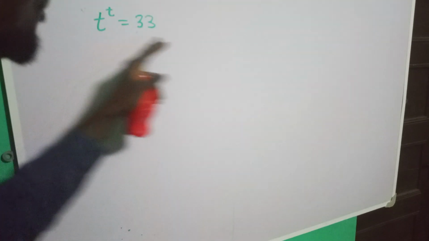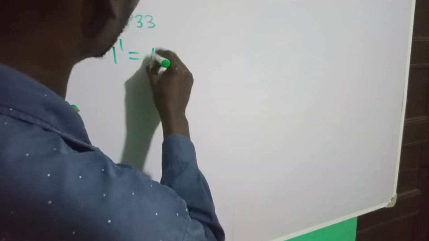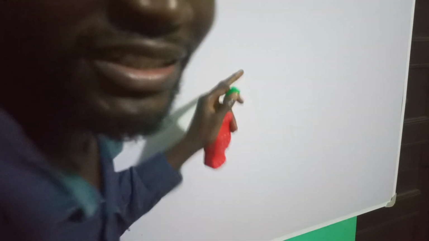So in today's video, we are going to be solving this equation to find the value of t. So we have t raised to power t is equal to 33. So let us try some integers raised to the power of the same integers, because we have t raised to power t. So 1 raised to power 1 is 1, and 1 is not up to 33.